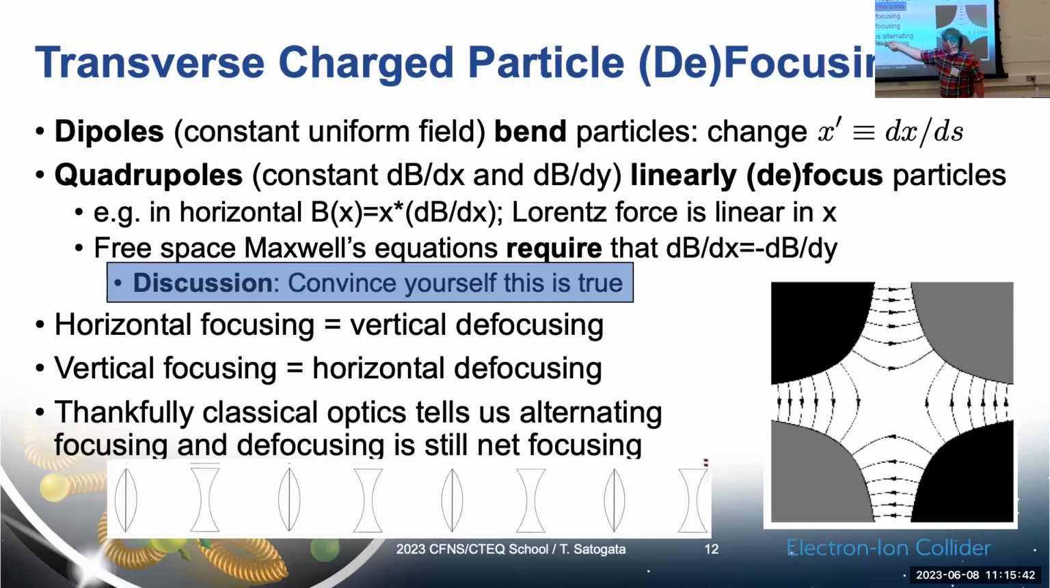So horizontal focusing is vertically defocusing and vertical focusing is horizontally defocusing. How am I going to build something with magnets that keeps all of my particles together in both these directions at the same time? Thankfully, classical optics comes to the rescue. And that is, you can build alternating optical systems between, this is one plane. Think of this as horizontal, where I'm focusing, defocusing, focusing, defocusing. And then in the vertical, this would be defocusing, focusing. It would look exactly the same, just shifted over by one magnet. And it turns out that in classical optics, you can write down simple matrices that prove that this system is still net focusing.